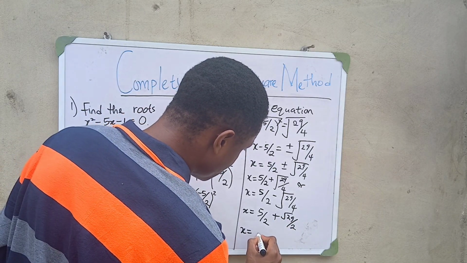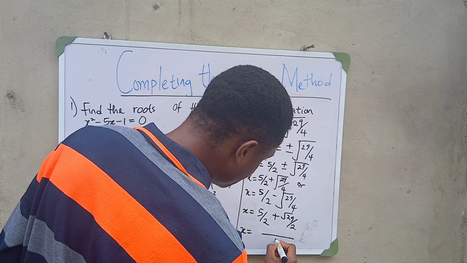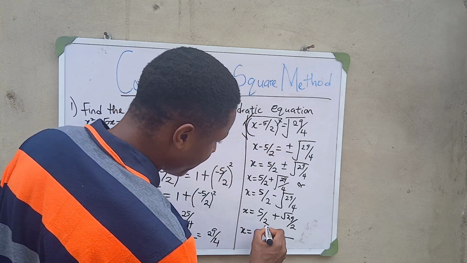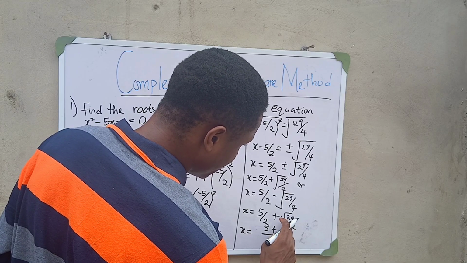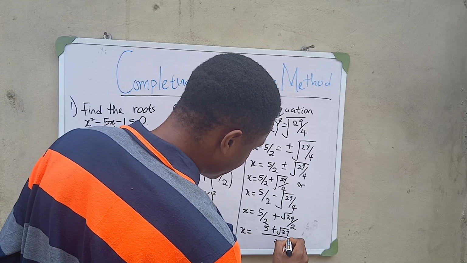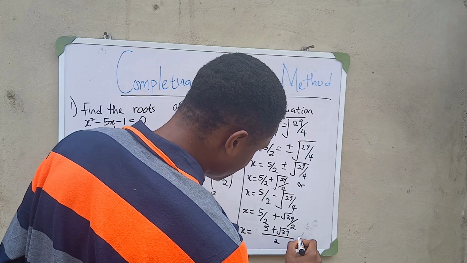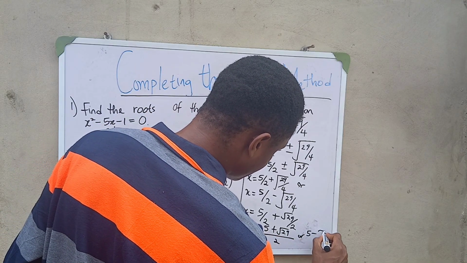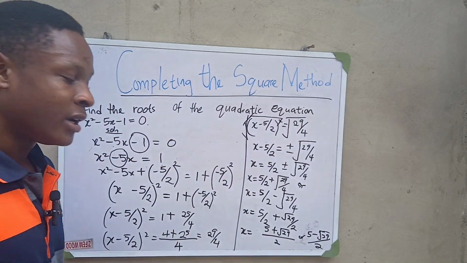So x is equal to, the LCM of this is 2. 2 goes into 2 one time, so we have 5, plus 1 times the square root of 29. So our values of x are 5 plus the square root of 29 over 2, or 5 minus the square root of 29 over 2. These are our values of x.